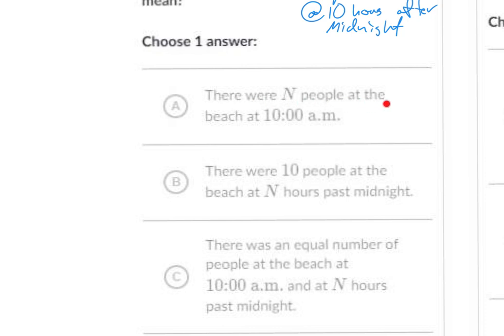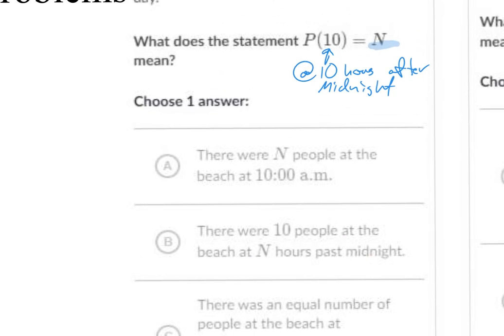There were N people at the beach at 10 a.m. Yep, that seems to match. There were 10 people at the beach at N hours past midnight. No, that does not work, because we already established this number inside of the parentheses is our hours after midnight.